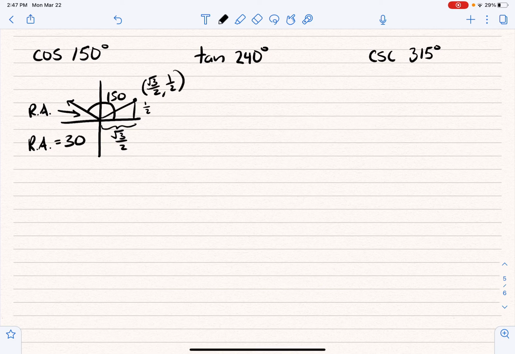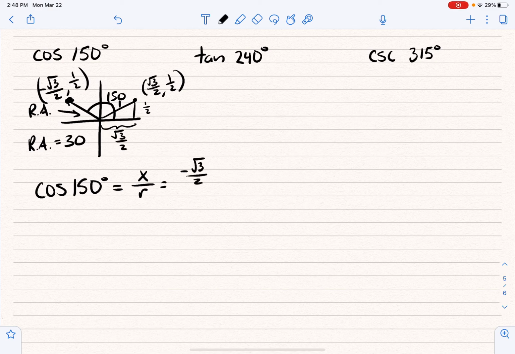Now, we know that the radius is 1. So the cosine of 150, well, you think about that point over here. The only thing different is this time the x is negative. So it'd be negative square root of 3 over 2, 1/2. And if cosine is x over r, then we can take negative square root of 3 over 2 over 1. So therefore, the cosine of 150 is negative square root of 3 over 2. There you go. All right, let's look at the next one.